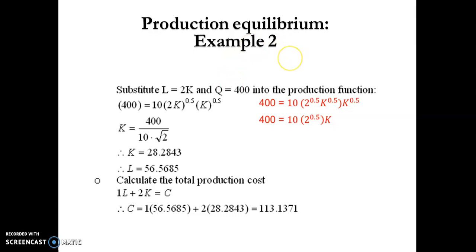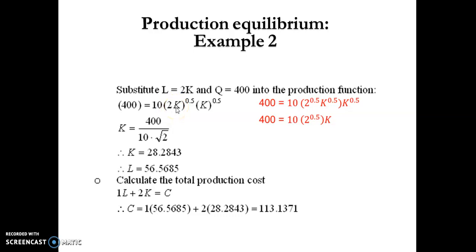So, and how do I know that? Because I was given Q, I was not given C. So therefore, I take that 400, Q is equal to 400, and I'm going to substitute it into my production function. This was the production function. And then you also had L was equal to 2K. So remember, this was L in the original production function. I'm going to substitute 2K into it.